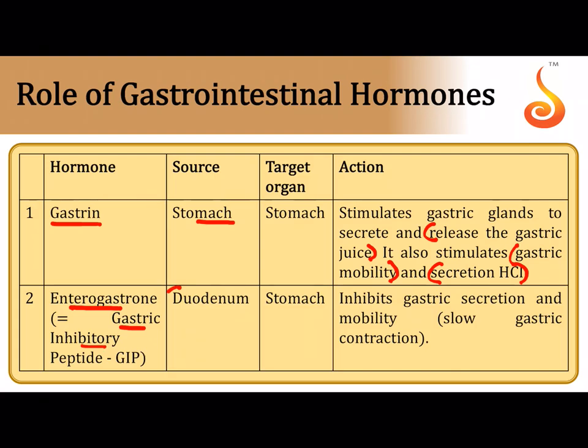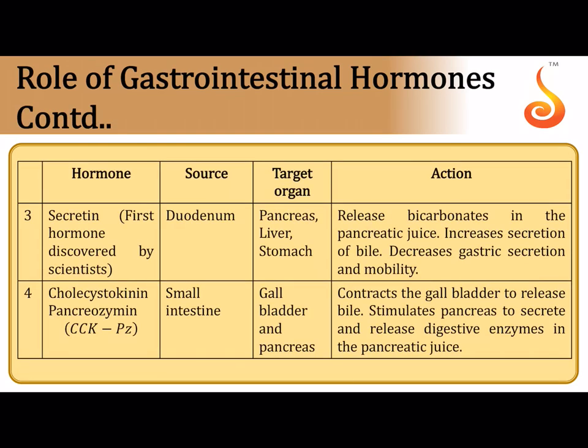Enterogastrone is gastric inhibitory peptide secreted by endocrine cells. Remember, in the crypts of Lieberkühn there are endocrine cells called argentaffin cells or enteroendocrine cells, isn't it? Yes or no? So those cells secrete enterogastrone. As the name itself indicates, it inhibits the gastric acid secretion and the gastric motility. The first ever hormone that was discovered also happens to be a hormone of your duodenum, again secreted by endocrine cells, and this secretin stimulates the secretion of bicarbonates into the pancreatic juice.